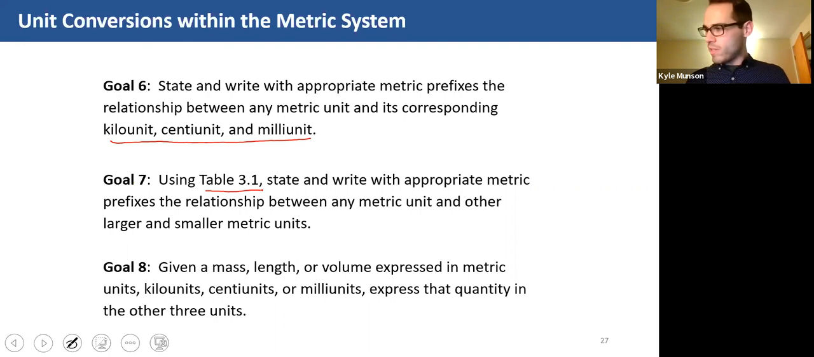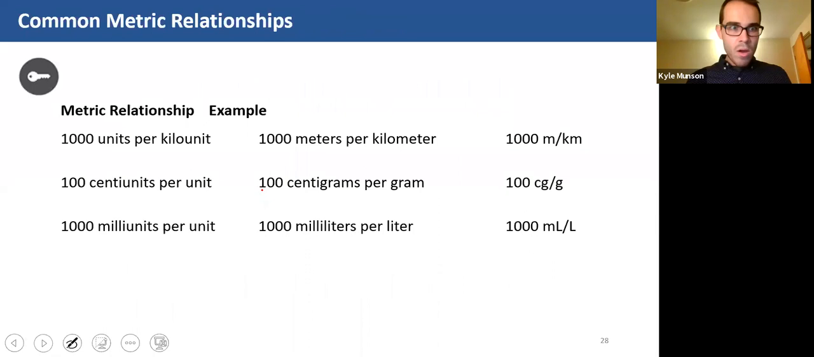So that's what I was just saying. How do we put all this together and use this for problem solving? All right, so here's the table I really want you to know. Not that big one on the other slide. This one breaks it down. And so here's the metric relationship, and here's the example.